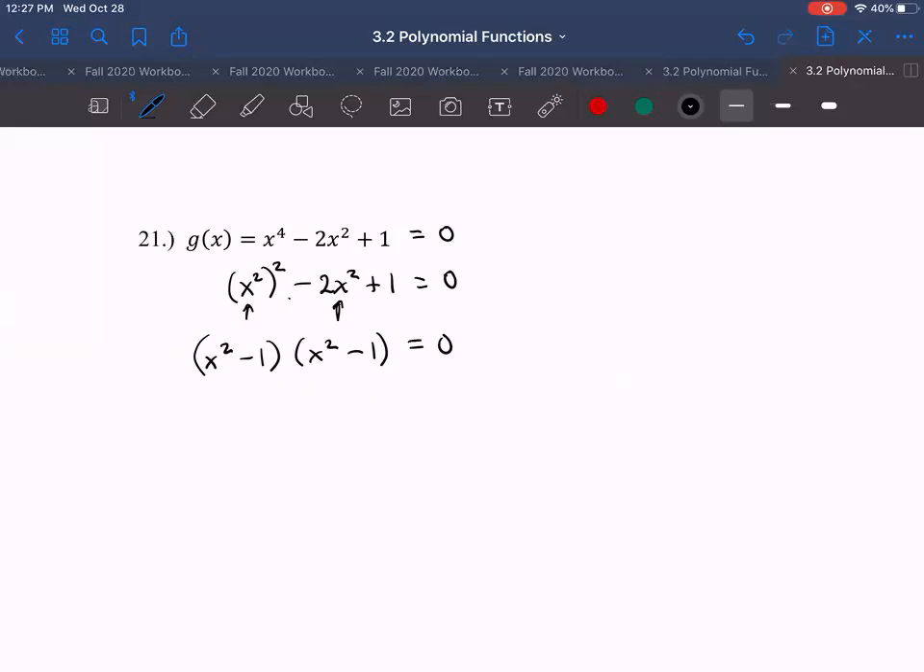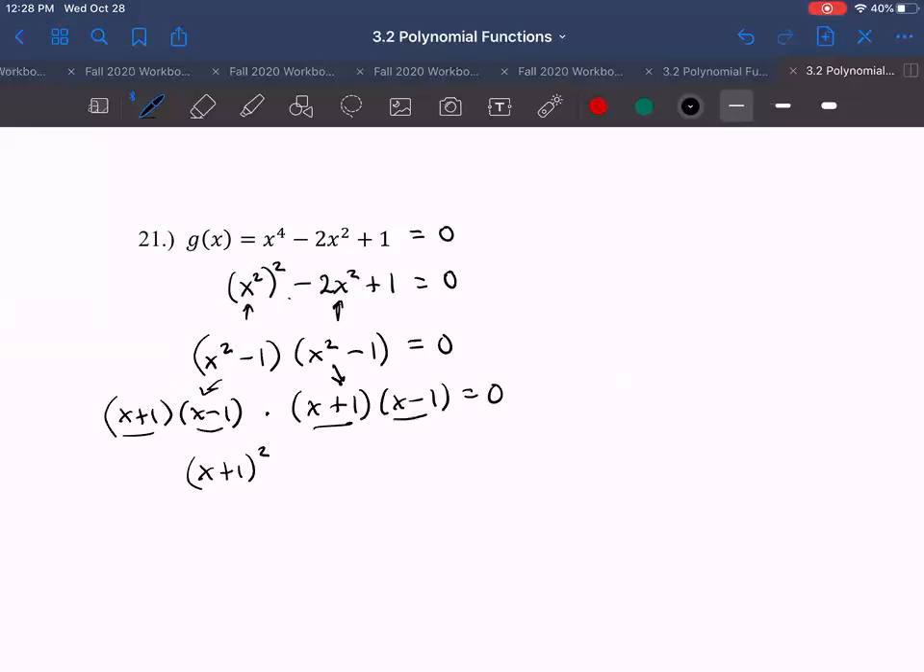And then when I look at this, it's still not fully factored. But again, what do I have? I have the difference of 2 squares. So that means that this one right here is going to give me x plus 1 times x minus 1. And this one over here is going to give me an x plus 1 and an x minus 1 as well. So I have an x plus 1 and an x plus 1, that's an x plus 1 squared. And I have an x minus 1 and an x minus 1, that's an x minus 1 squared equals 0.